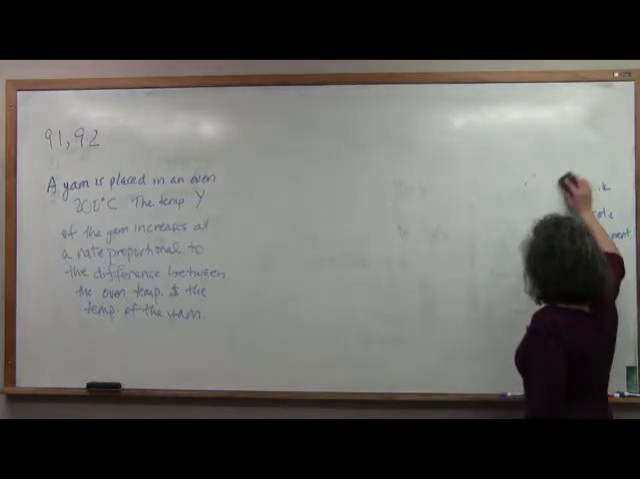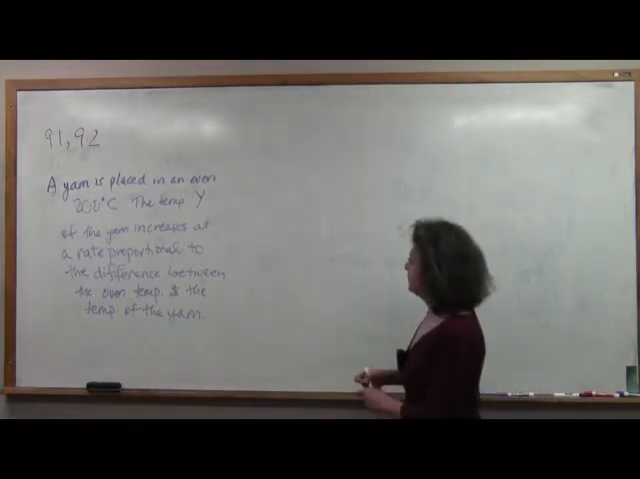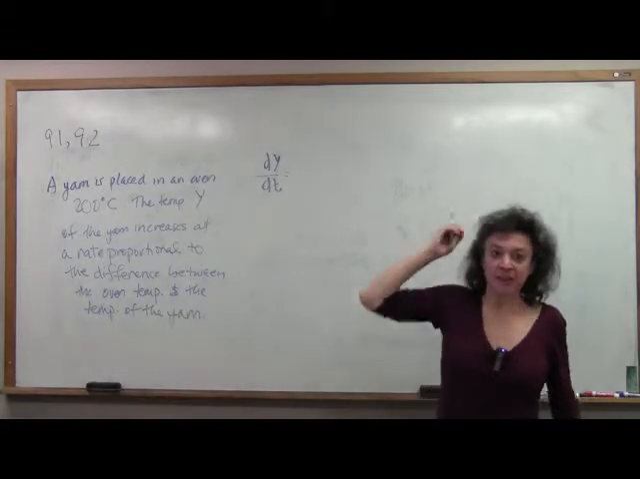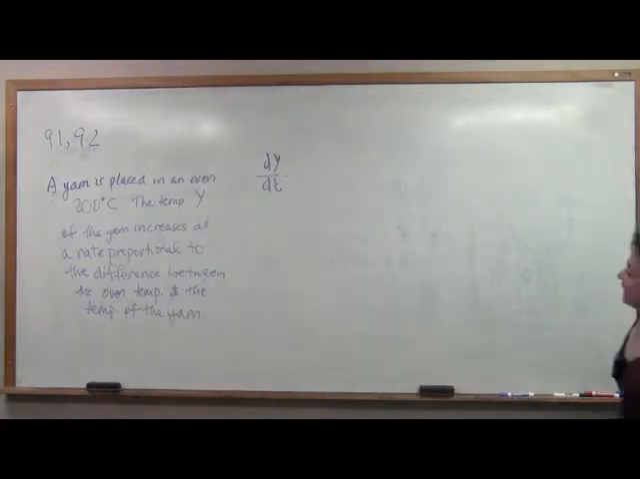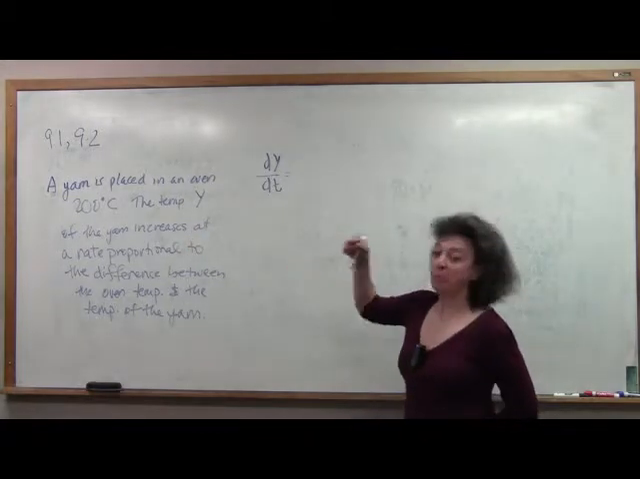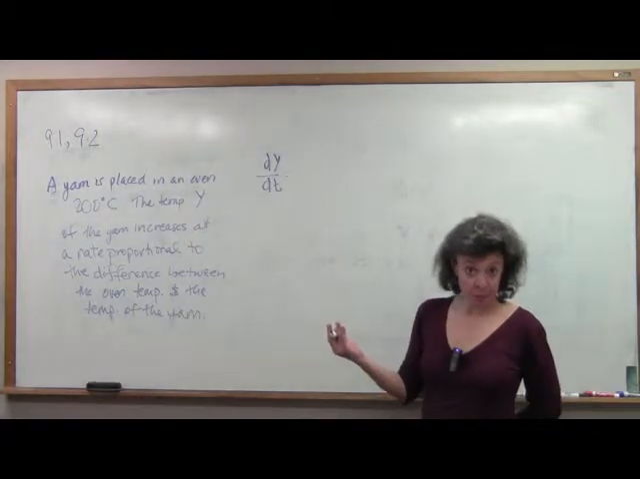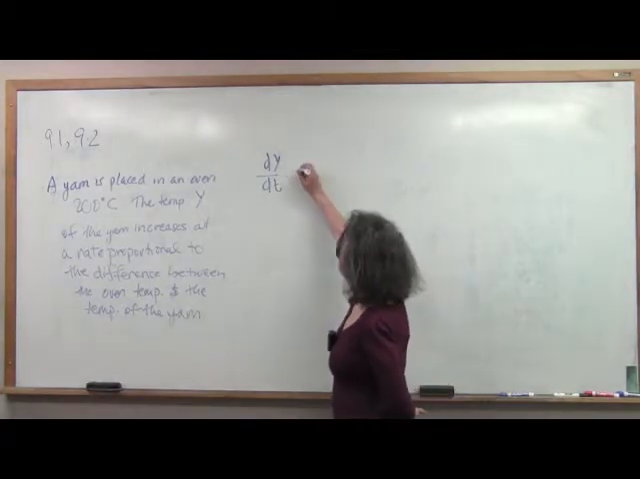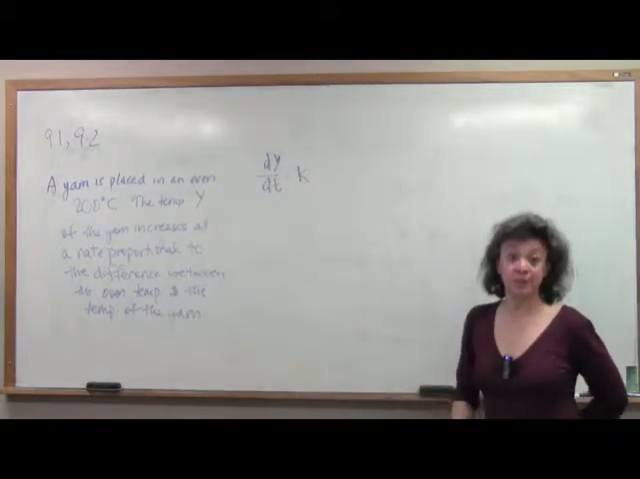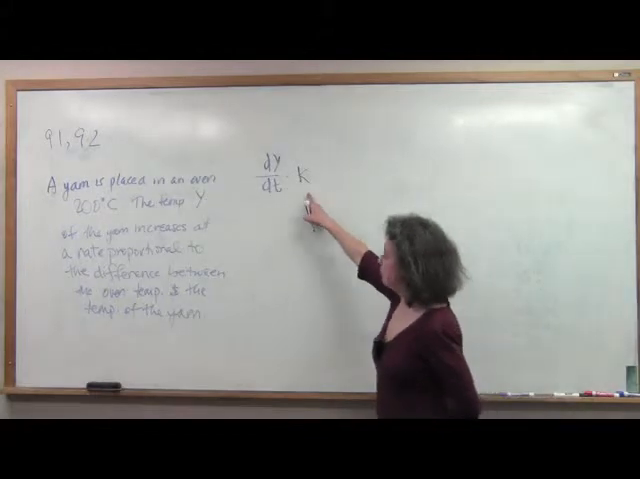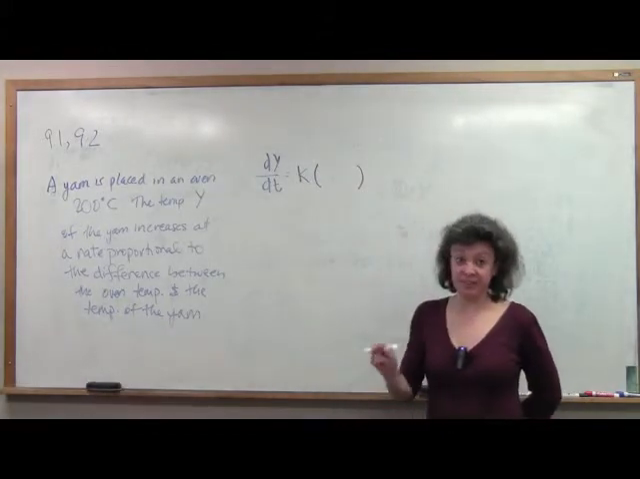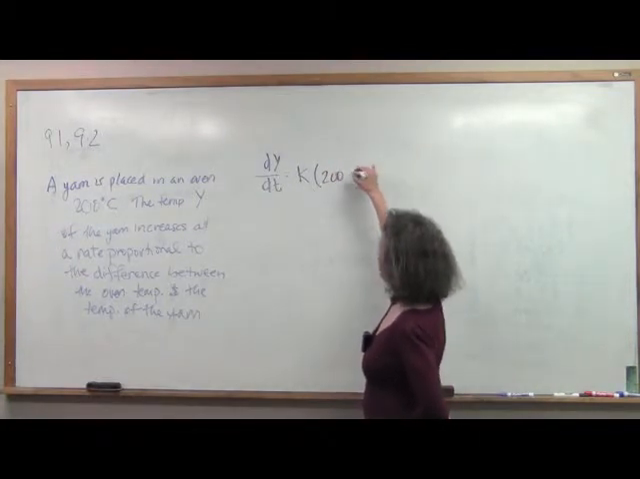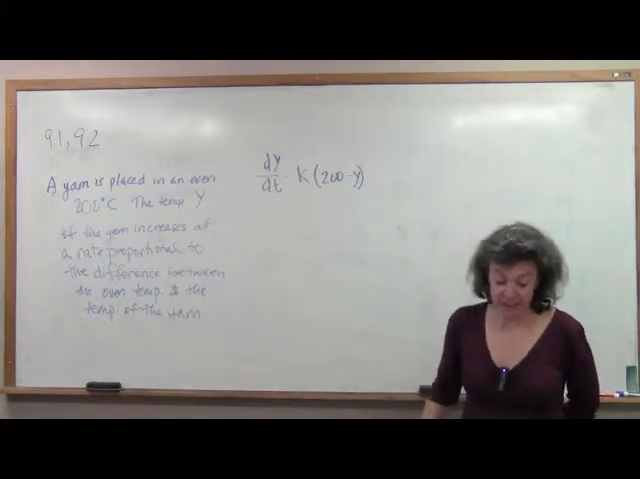So how would we write this as a differential equation? Well, it's a differential equation, so dy/dt. Okay, let's translate this. It increases at a rate proportional to. Whenever we talk about proportionality, remember we have our constant of proportionality, k. In this case, we don't know our value of k, so we're just going to call it k. Well, what is it proportional to? It's proportional to the difference. Difference means subtraction. And the difference between the oven temperature, which is 200, and the temperature of the yam.